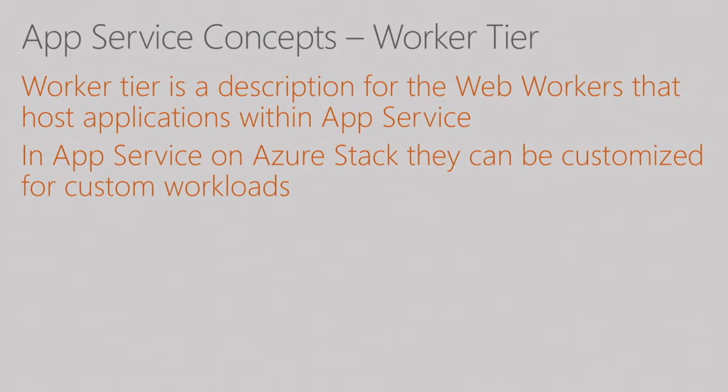Now, a worker tier is the next level down. A worker tier is a description for the web workers that host applications with an app service. In app service on Azure Stack, these can be customized. In the public service, you can't do anything with these because we set them. We're the service provider.